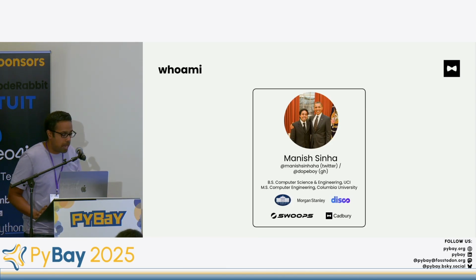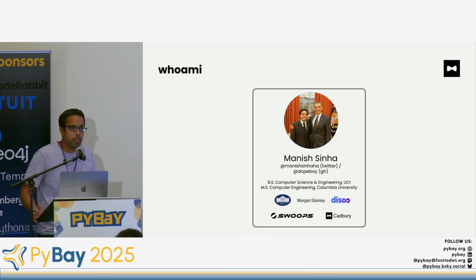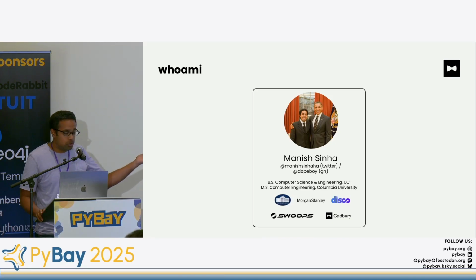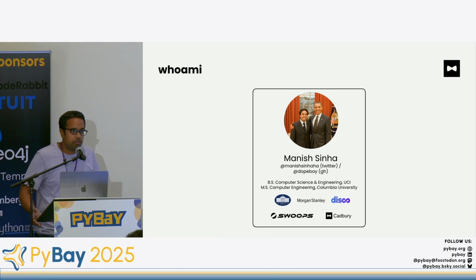Who am I? I started my career in the Obama White House. I used ASP.NET and C# and Microsoft SQL. You can get those boos in if you need to. After that, I worked at Morgan Stanley where I wrote a lot of Java and IBM SQL, more boos. And then I made it to the promised land and I started using Python and Django all the time exclusively, both at my previous startup, which was Swoops, and my newest startup, which is Cadbury. So I've been writing Python for over 10 years at this point, and using a lot of Django.